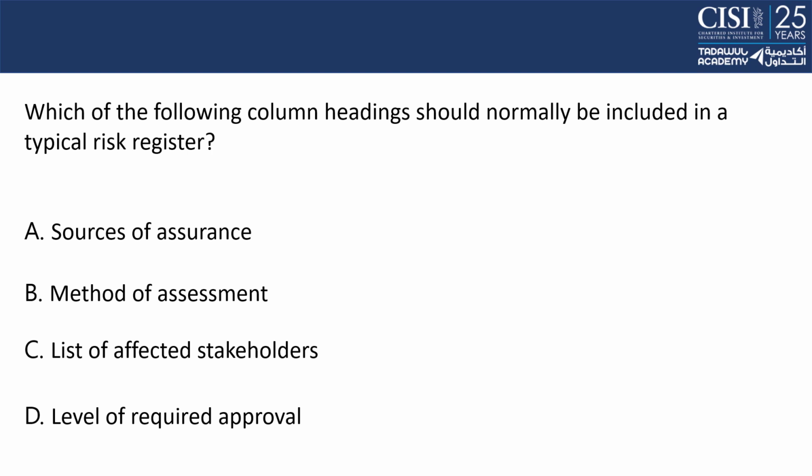Which of the following column headings should normally be included in a typical risk register? A, sources of assurance. B, method of assessment. C, list of affected stakeholders. D, level of required approval. Remember, a risk register is a sort of ledger that records the risks that the company faces. You are more likely going to have a column that tells you about the sources of assurance or insurance, which is a way of reducing risks.